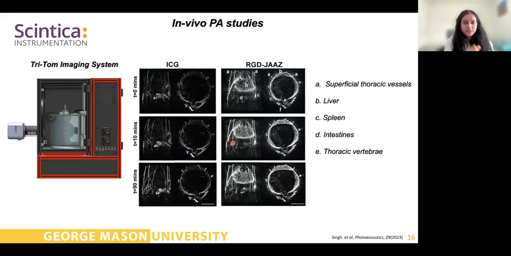And yes, the moment after the injection, you do see the contrast flowing into the liver and the spleen and accumulating over time. And so they are scaled with respect to each other. And there, of course, there's an excessive 2 times higher contrast when it comes to RGD-JAX.